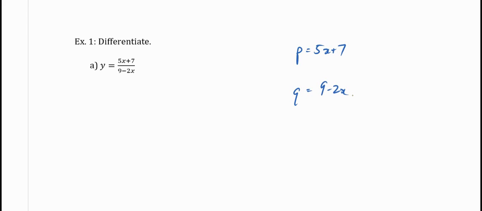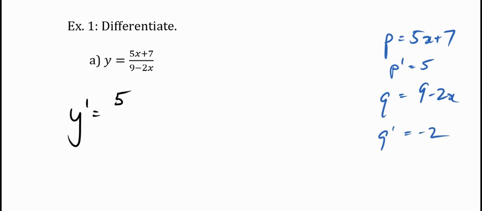So these are pretty simple, so we may not really need this, but p prime is just going to be 5, and q prime is just going to be negative 2. So y prime is the derivative of the top. Is everybody okay? Am I going too fast? Got this copied down? I will wait.